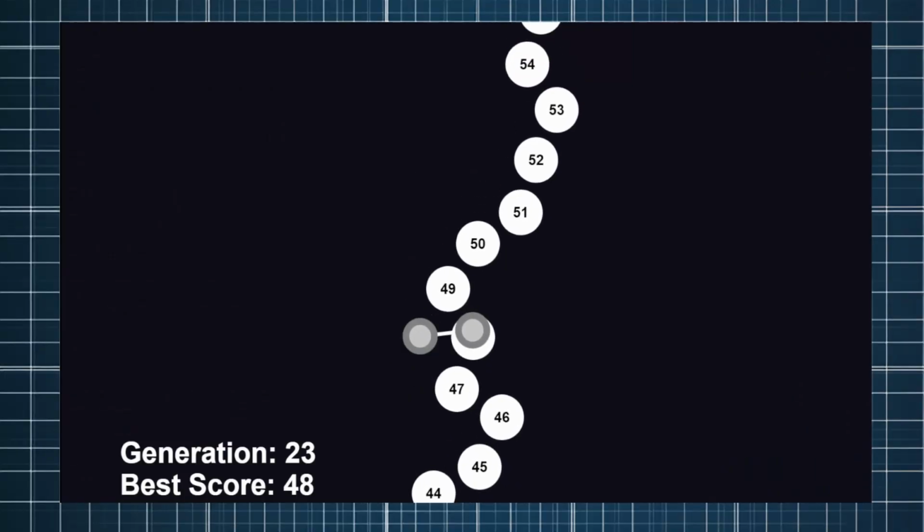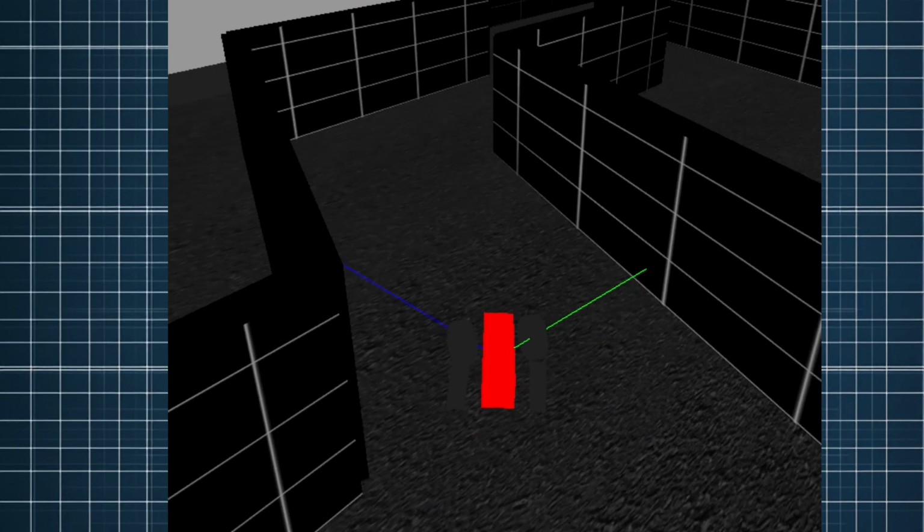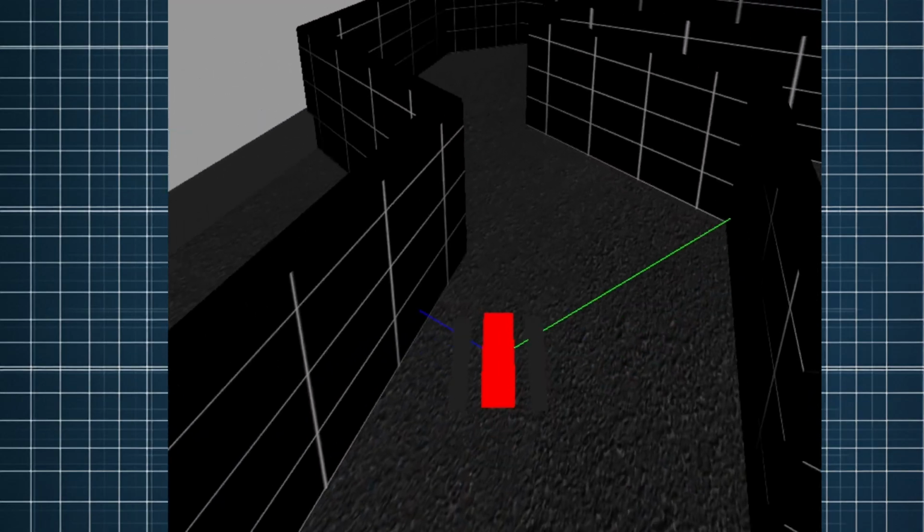So there you have it, an in-depth look at NEAT. Whether you're building AI for games, robotics, or any other application, NEAT offers a dynamic and powerful approach to evolving solutions that are both effective and adaptable.